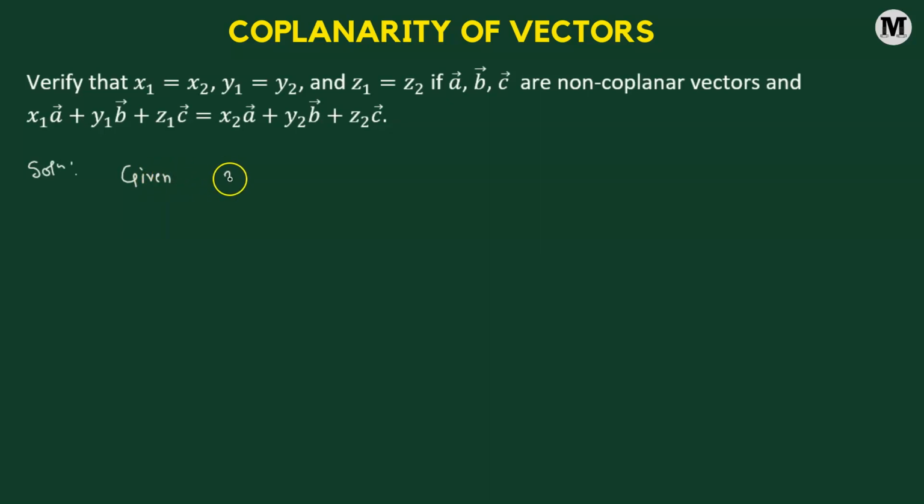So here we have x1 times vector a added to y1 times vector b plus z1 times the vector c. This is equal to x2 times vector a plus y2 times vector b plus z2 times the vector c.